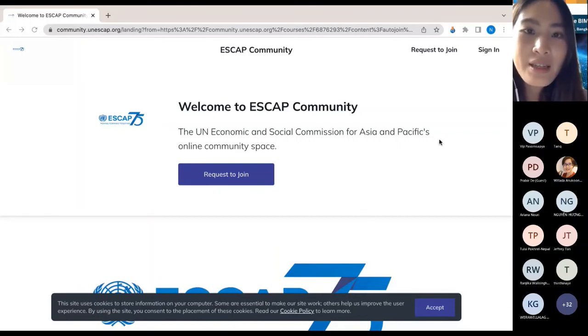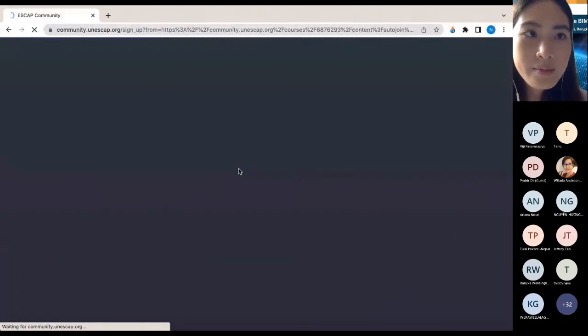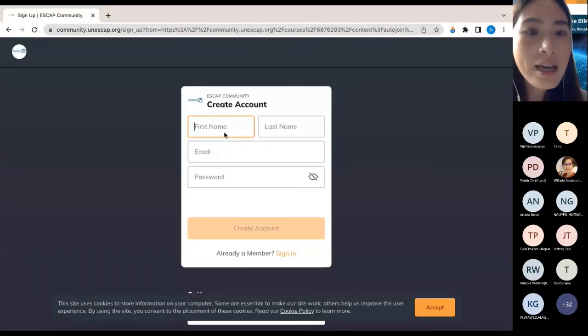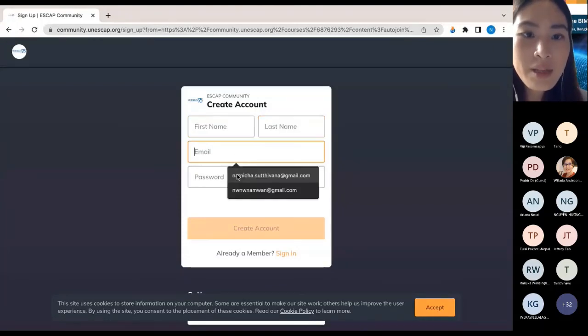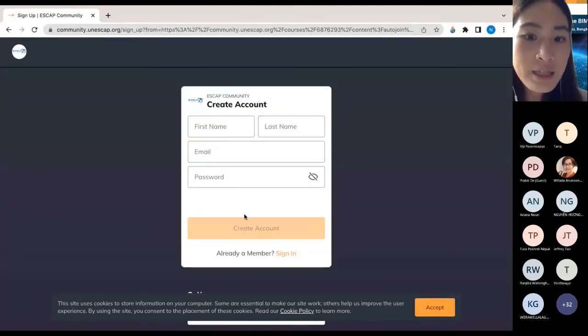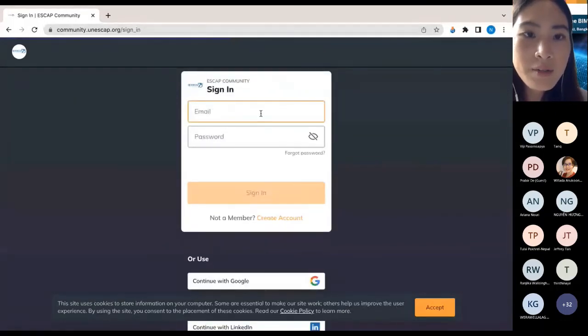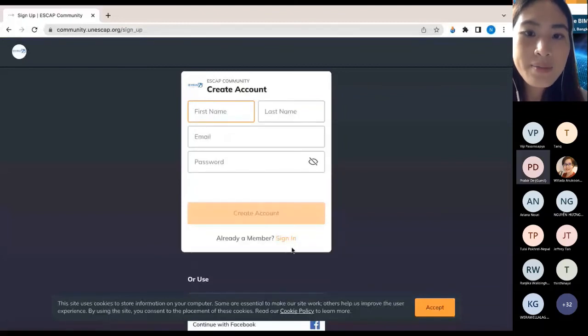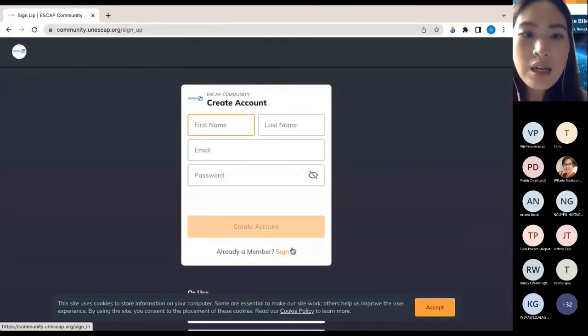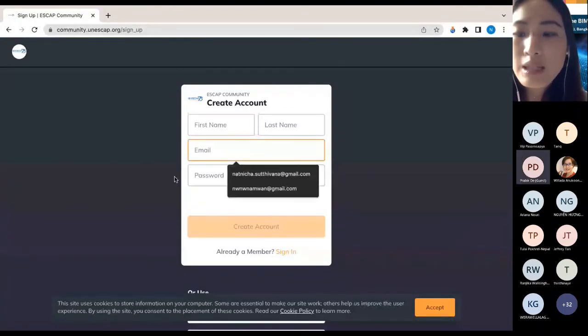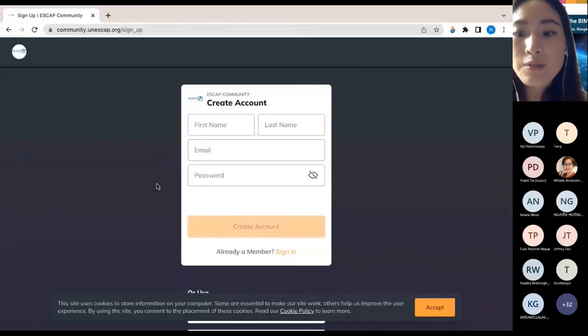So when you click at the first step, you will see this page. Then you need to request to join here. And then sign in: fill in your first name, last name, email address, and your password if you already have an account. If you do not have an account before, then you need to create an account here. Then you will receive an email from the ESCAP community platform, and you need to verify there. And then you will be able to access the course.